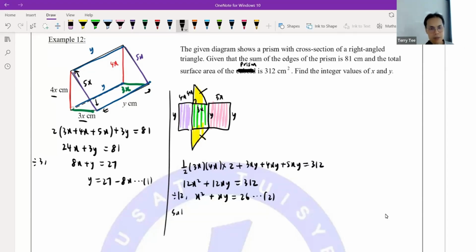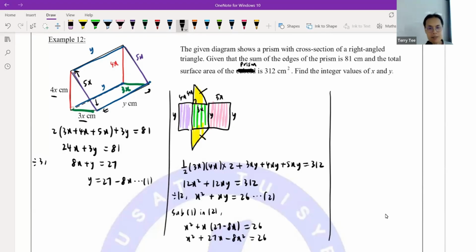So let's solve them simultaneously. Sub 1 into 2. Don't write y anymore. We write x squared plus x times (27 minus 8x) equals 26. Can we expand the bracket? x squared plus 27x minus 8x squared equals 26. x squared minus 8x squared is minus 7. I throw it to the right-hand side and make it 7. I bring the 27 to the right, plus 26.